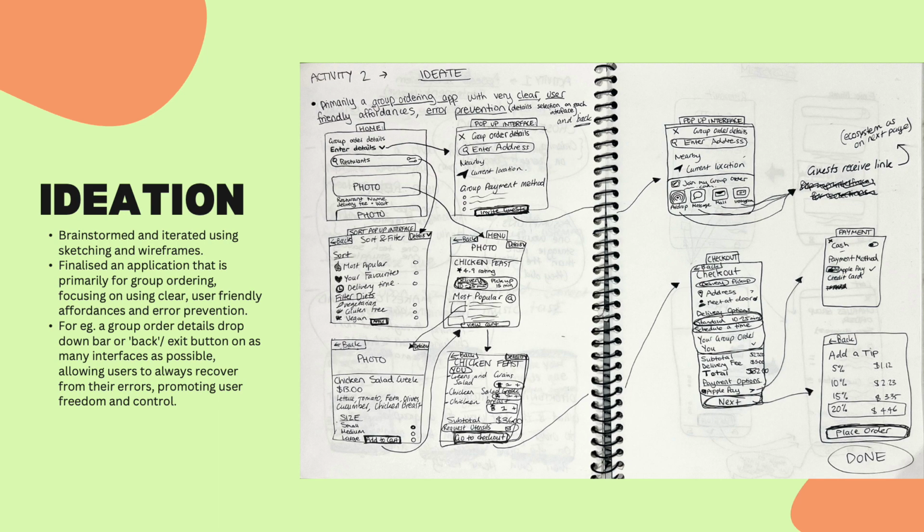I brainstormed and iterated using sketching and wireframes in my journal. I finalized an application that is primarily for group ordering, focusing on using clear, user-friendly affordances and error prevention. For example, a group order details drop-down bar or back or exit button on as many interfaces as possible, allowing users to always recover from their errors, promoting user freedom and control.